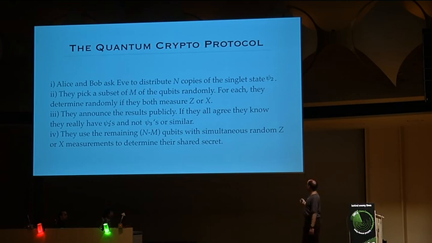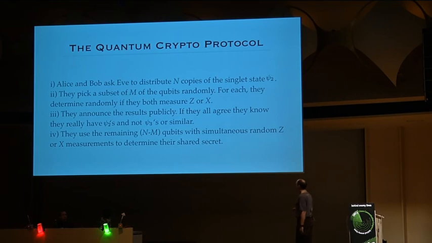And if Eve has really prepared several psi 2 states, then the results will always agree. So they do this m times, and they announce the results, and they can check if they agree, no matter whether they measure x or z. If they all agree, they can be sure, or at least sure with a certain probability, that Eve has honestly prepared the state and not prepared something else.